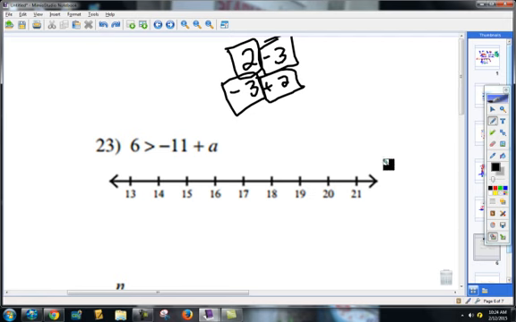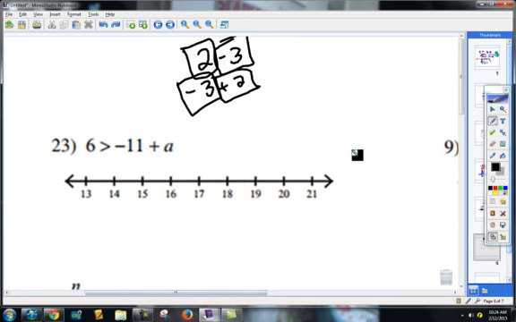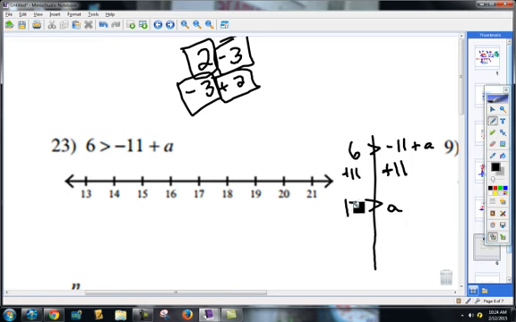But basically what you're going to do here is, let me rewrite it so you can see it, 6 greater than negative 11 plus a. So that means I'm going to do what? Add 11, right? That's weird to think about, I know. And add 11. Okay, I know that a is going to look like this, and I'm going to rewrite it as a less than 17. So here we go. I'm going to have an open dot over 17.